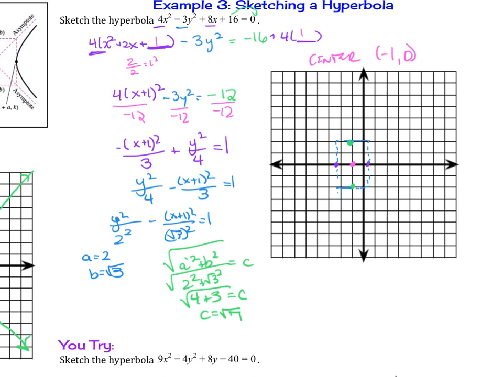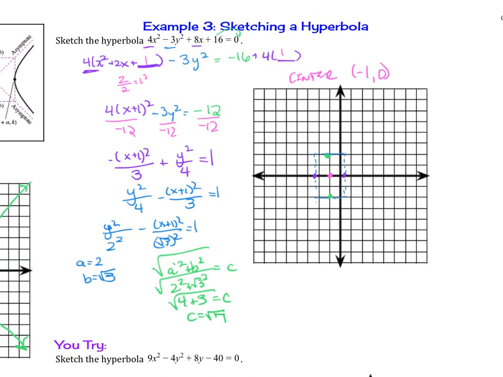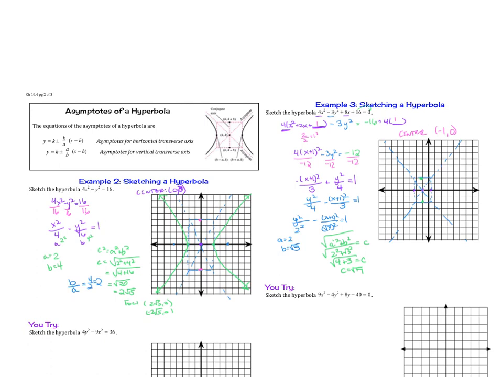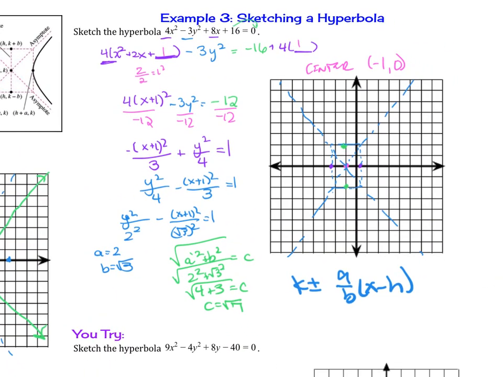Then to find our asymptotes, so we can kind of see where it is here. You can kind of sketch that here, but if you actually have to find the value, we can use the formula here on the left. So it's a vertical transverse axis, and so this is k plus or minus a over b, times (x minus h). This is h, this is k. So this is 0 plus or minus 2 over root 3 times (x minus our h value of negative 1). So that's positive 1 here.